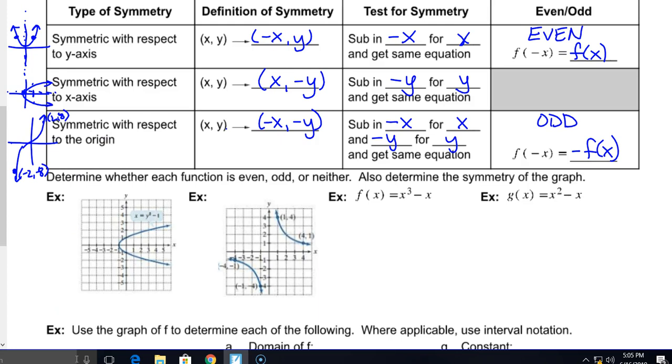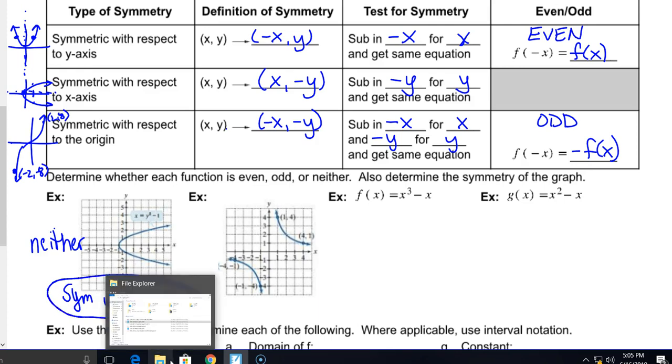So determine whether our function is even, odd, or neither. If I have this function, well, first off, this isn't a function, okay? So this is a neither, definitely, because we do not have a function there, okay? But do we have symmetry? In this case, I do have symmetry with respect to the x-axis. WRT is with respect to the x-axis. So there's the symmetry on that part, okay?